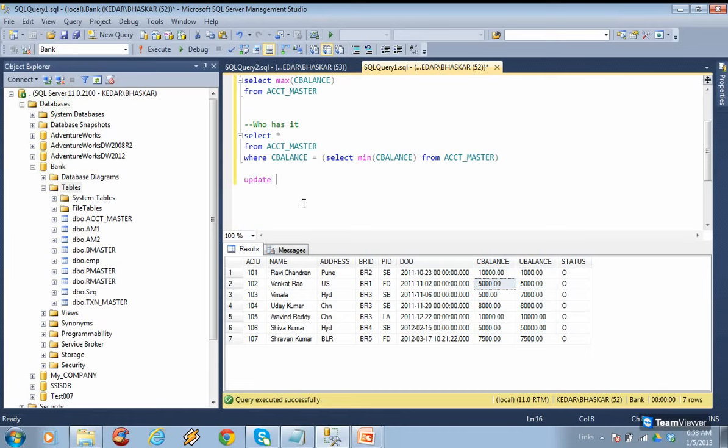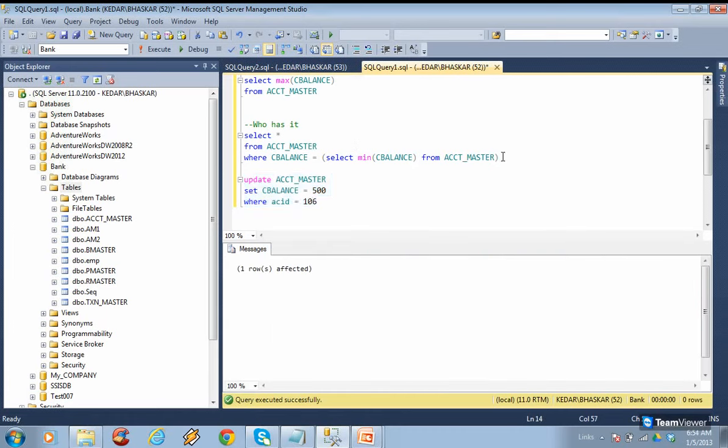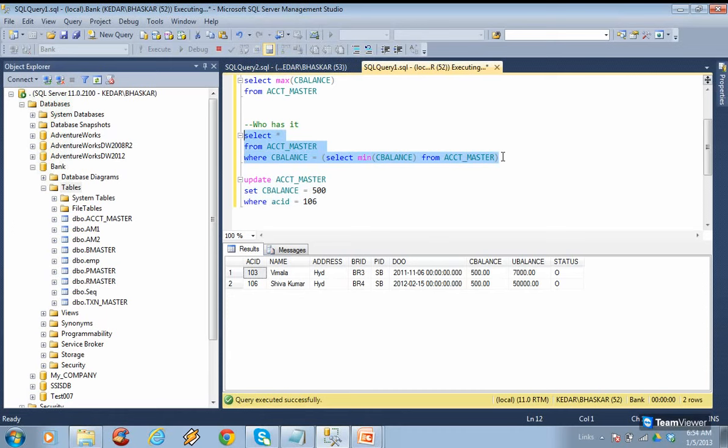So I am updating the account master, setting the balance equal to 500 for Shivakumar, where ACID equals 106. Now I'm updating this. So now let us see how many people have the minimum balance. Now it will give you two people. One is Vimala, who already has it, and now Shivakumar also joins because his balance is now 500 rupees.